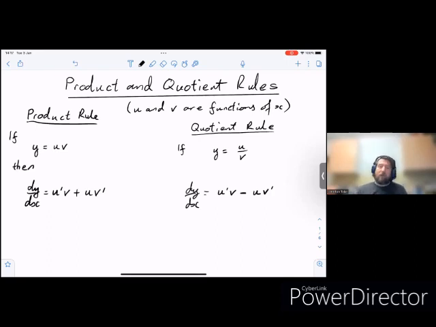With the product rule, it didn't really matter which way around you did them. You could do v dash u first because you're just adding them, but with the quotient rule, we have to differentiate the numerator first, and then that will be divided by v squared. Okay, so I want us to memorize these essentially.